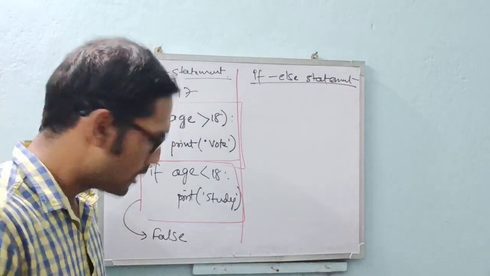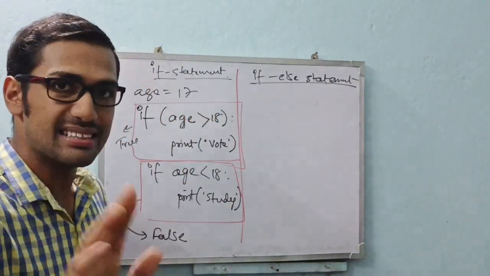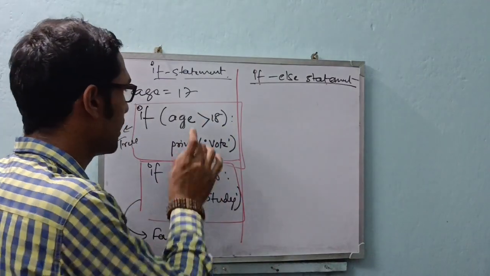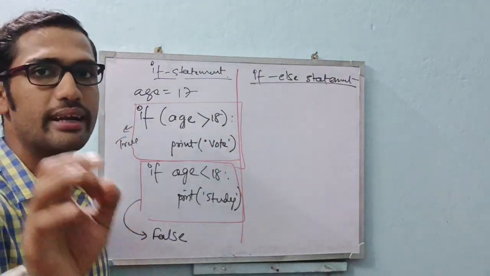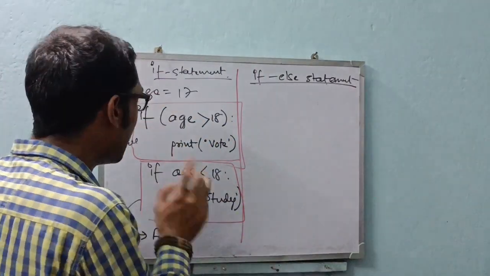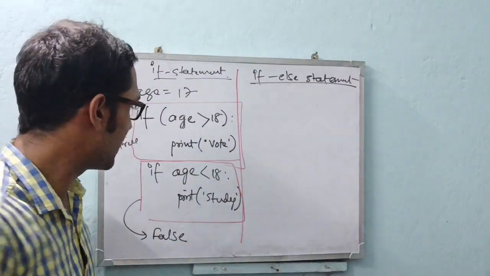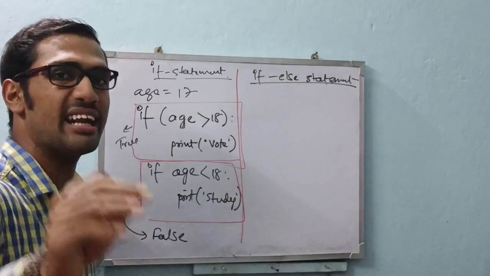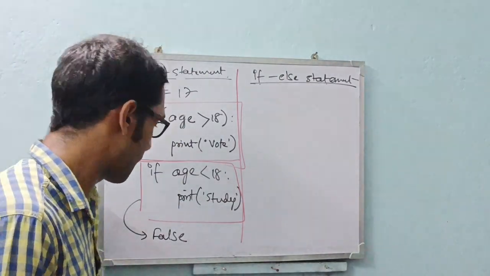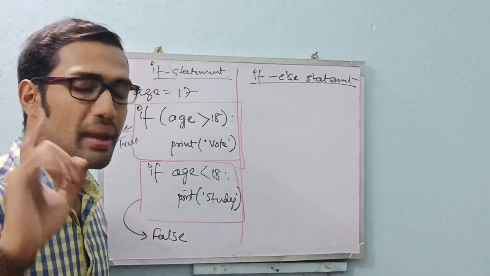Simple. So if the age is greater than 18, then this print statement will get executed, that is vote. And if the age is less than 18, then this particular print statement will get executed and it will print study. But what is the main point?